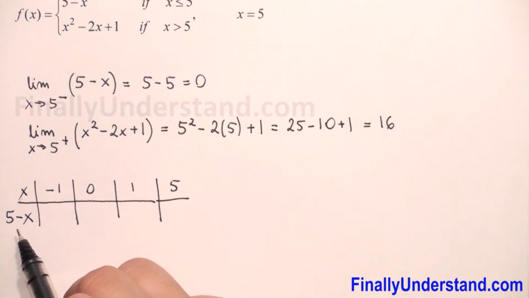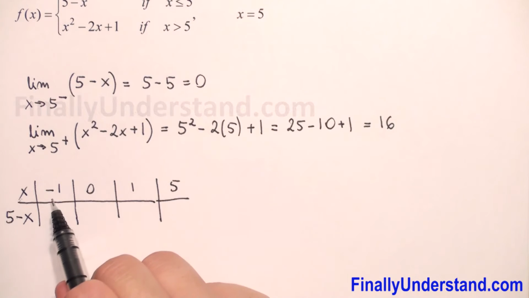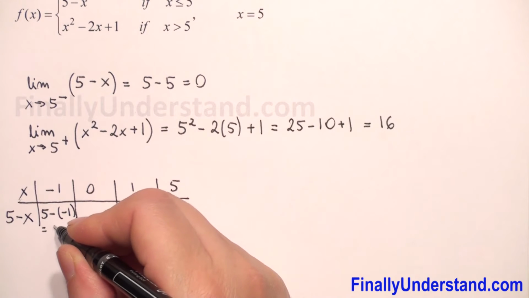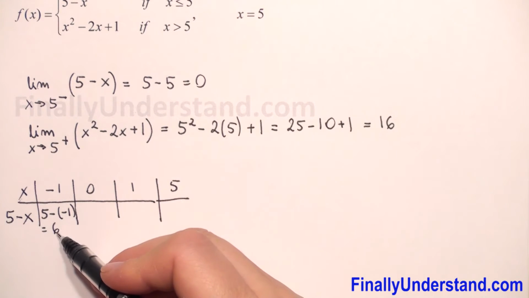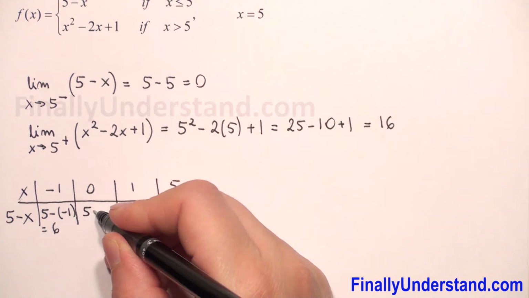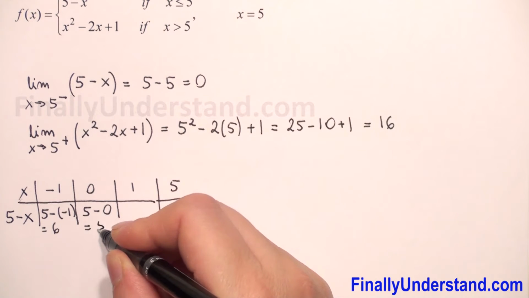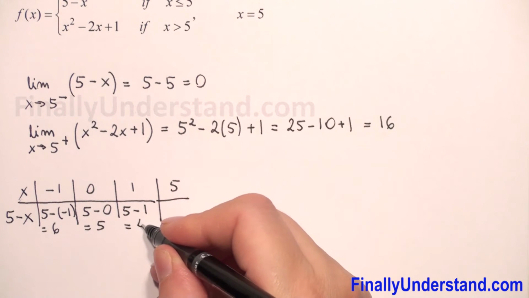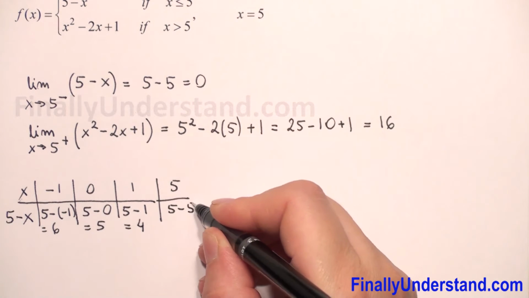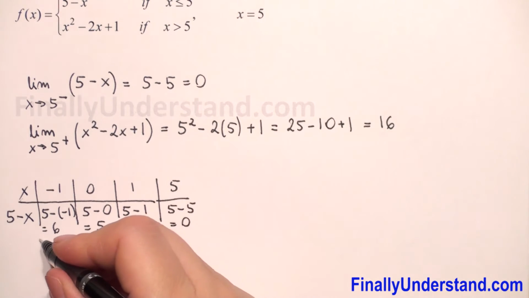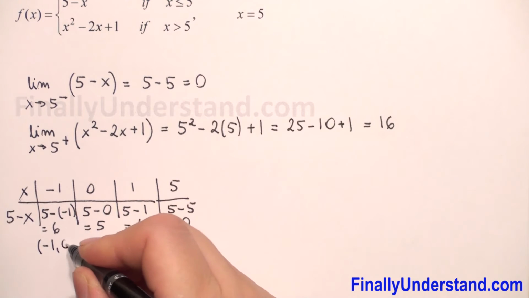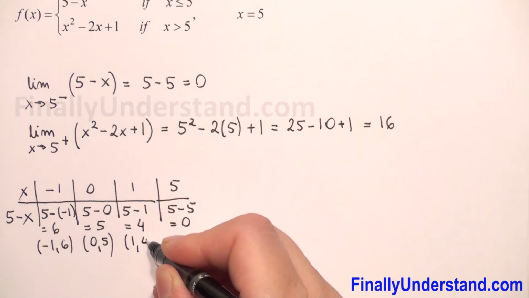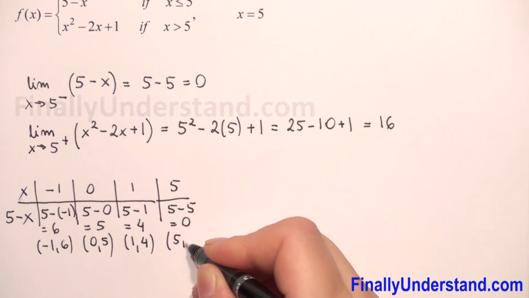First we will replace x by -1, so we have 5 minus -1. This is equal to 6, because negative and negative give us positive. Now we have 5 minus 0, this is equal to 5. 5 minus 1, this is equal to 4. And 5 minus 5, this is equal to 0. So we have 4 points: (-1, 6), (0, 5), (1, 4), and (5, 0).